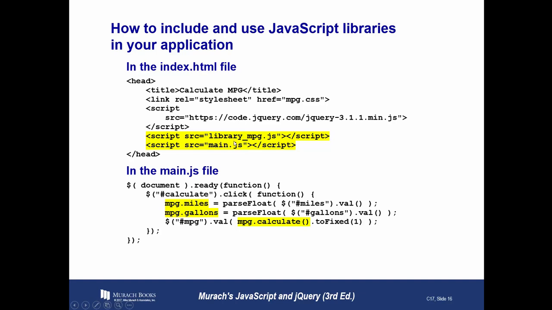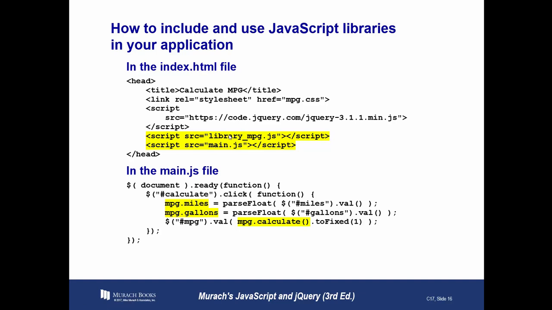Now notice the order here, because the order is important. jQuery comes first, then your library file or files, then your file that you're using for this particular application. Typically, or at least there's a chance that library MPG could modify something in jQuery or use something in jQuery, and main.js could use something in library MPG.